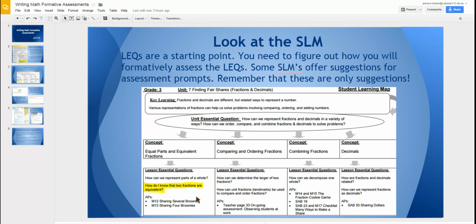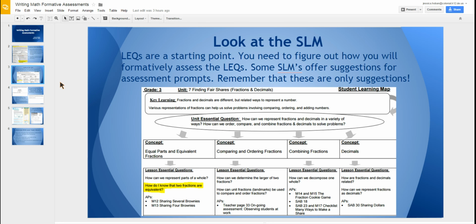You'll also see on this learning map that there are assessment prompts. These are suggestions, and these are not included on all learning maps. So you can use these suggestions as formative assessments if you'd like, but you do not have to. You can also create your own. That's completely up to you and your team.